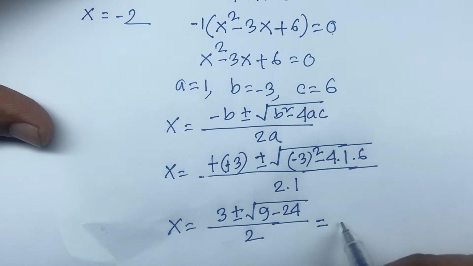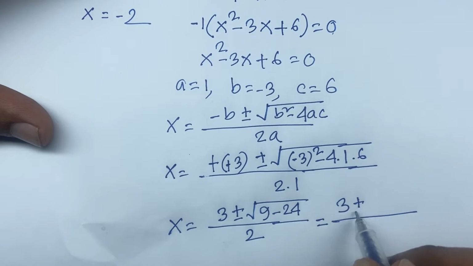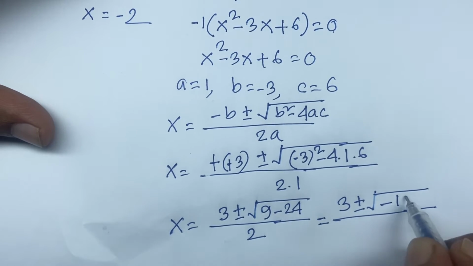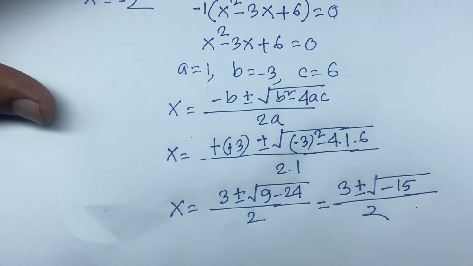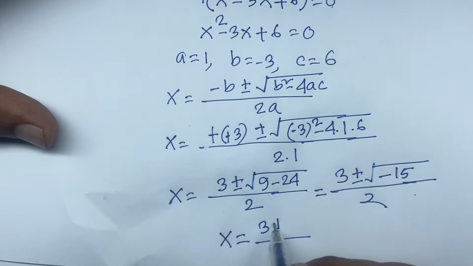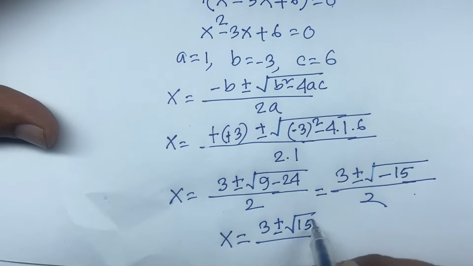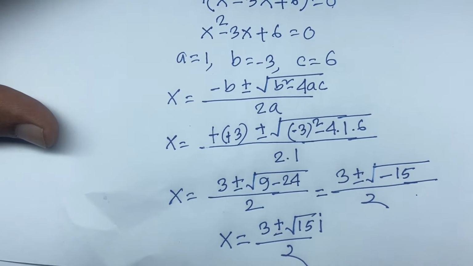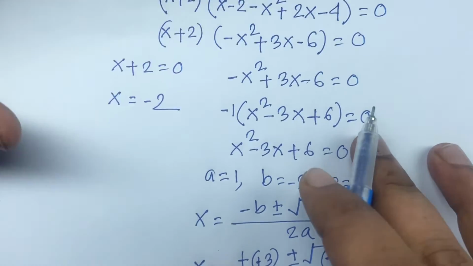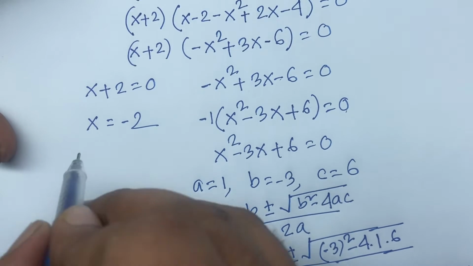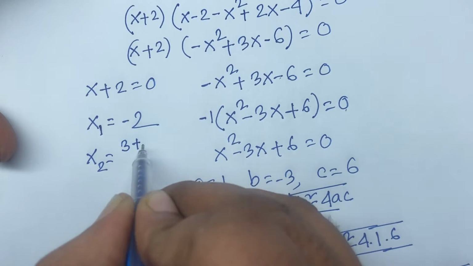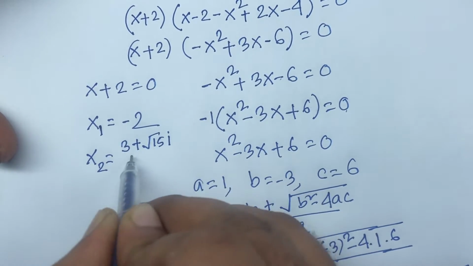Then I can see easily it will be 3 plus minus square root of 9 minus 24, it will be minus 15, over 2. Then in this case x is equal to 3 plus minus square root of 15i over 2. Because we know that here is minus 15, so it will be square root 15i. So we find x1 is equal to minus 1, and x2 is equal to 3 plus square root 15i over 2.